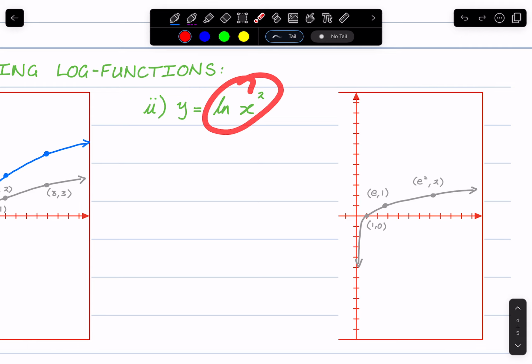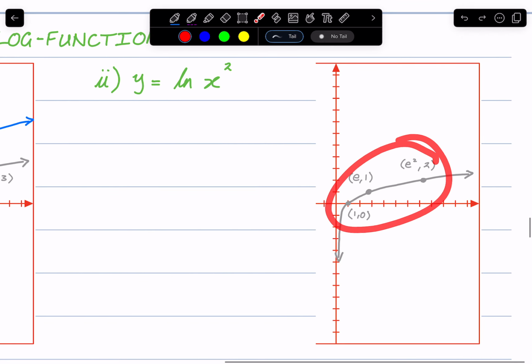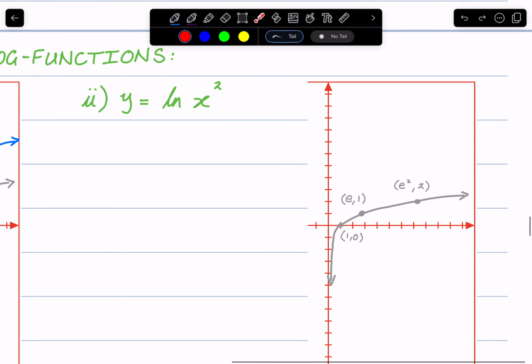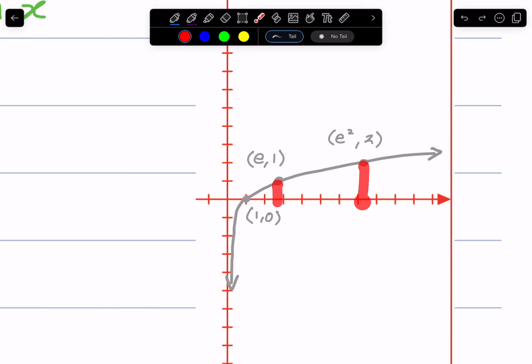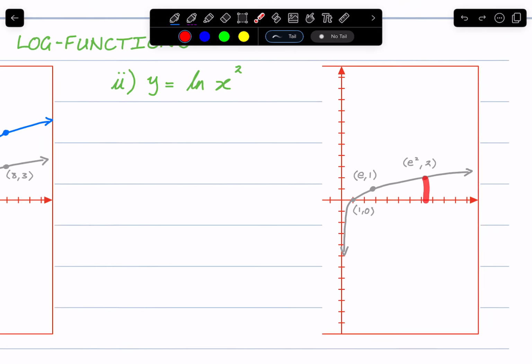As you can see, this is near identical, and I've already drawn here what that would look like. So when we input e to the power of 1, this is log base e of e. Well, since these cancel, we're just left with 1. Likewise with e squared, log base e of e squared will give us 2. And as I've shown you here, these are approximately to scale. E to the power of 1 is about 2.7. E to the power of 2, you can check your calculators, is about 7.3.